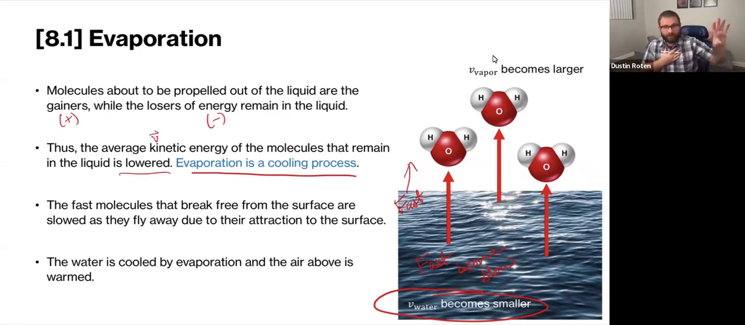So the fast moving molecules that break free from the surface are slowed as they fly away due to the attraction to the surface. But they're still pretty fast. And they're actually fast enough, even though the water's being cooled, the molecules leaving are still fast enough to warm the air a little bit above the water. So you've got temperature going down here and temperature actually increasing a little bit above.